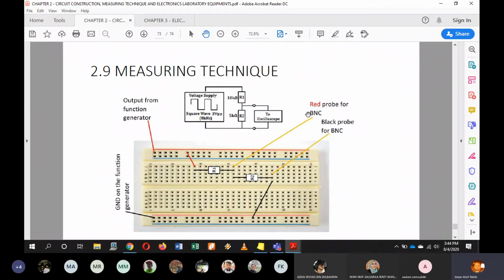How do you obtain the waveform of R2? So you have to make sure the red probe of your oscilloscope is connected to this point here, where it is connected to the output of R1 and input of R2, which is this point here lah. And then another probe, the black probe of the oscilloscope will go connected to the output of R2, which is here. Okay, so you measure this, you will obtain the output waveform of R2 from this circuit, displayed on your oscilloscope.